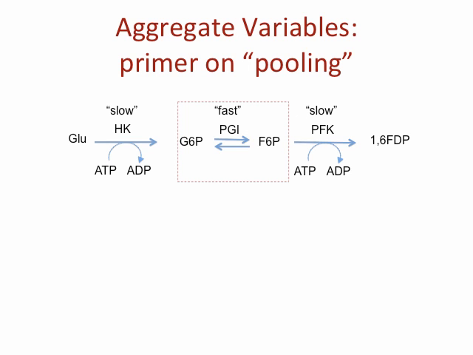Aggregate variables. So here's a little primer on pooling variables. What this slide shows are the first 3 steps in glycolysis. First, glucose is phosphorylated by hexokinase to form glucose 6-phosphate. This is a relatively slow reaction. It's followed by the isomerization of glucose 6-phosphate to fructose 6-phosphate. This is typically a very rapid reaction.